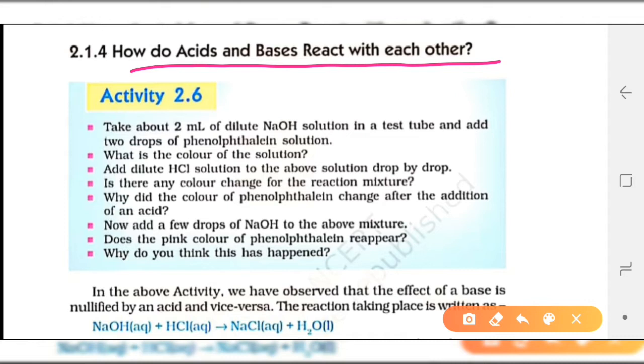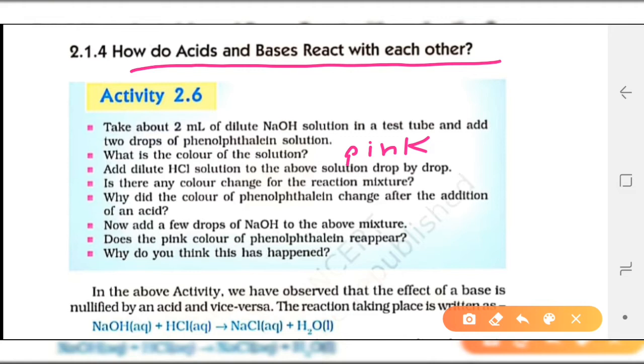Take about 2 ml of dilute NaOH solution in a test tube and add 2 drops of phenolphthalein solution. What is the color of the solution? Here you can write the color changes to pink. Next, add dilute HCl solution to the above solution drop by drop.